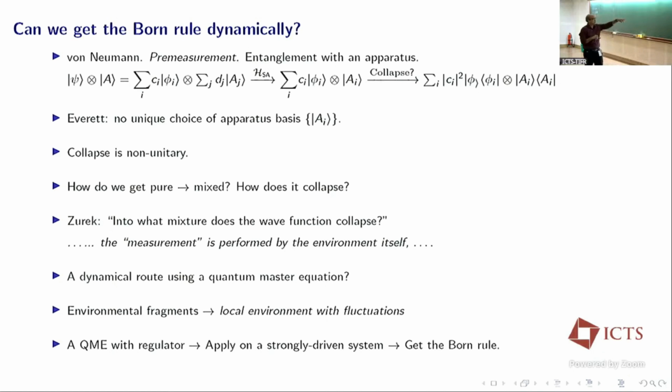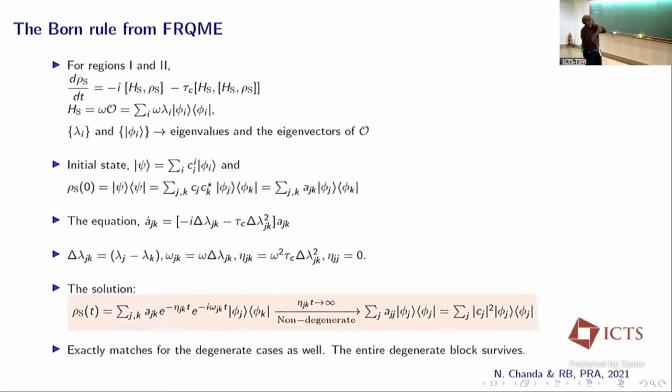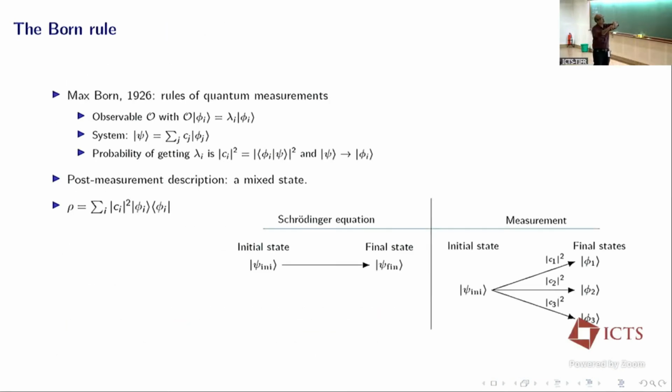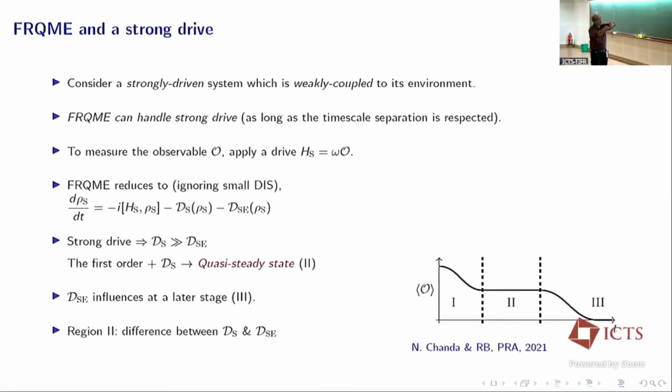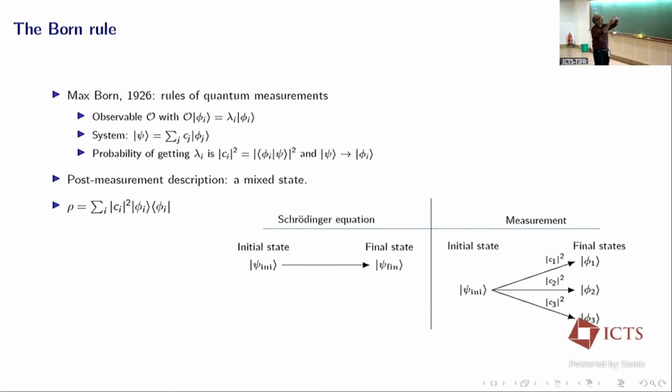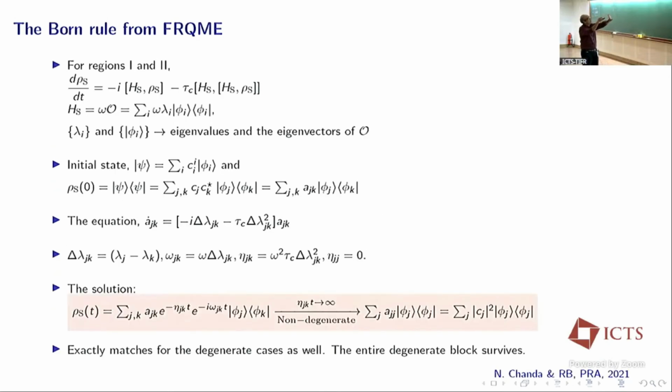And we are using this quantum master equation. So what we do is, this is our equation, the rate of change of density matrix. We have the drive here, this is the drive dependent dissipator. There is this system environment coupling, but we are only trying to describe what happens in region 1 and 2, so for simplicity we are keeping it out. It is a small term. And the drive is basically the observable that I would like to measure. And this omega is the strength of the drive.